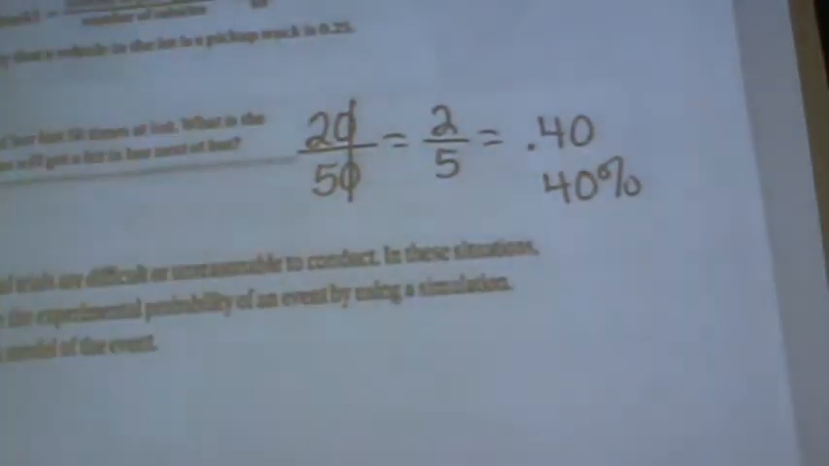When you're done, I'll give you this. So, does anybody have an answer for me yet? 0.4. Okay, it'd be 20 over 50. Now, you know these two zeros cancel out. You could have 2 over 5, you could have 0.40, or you could have 40%. Those are all three good ways to write the probability.